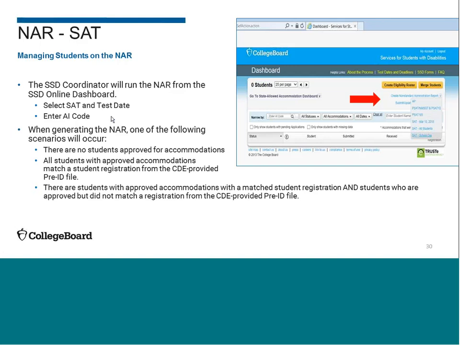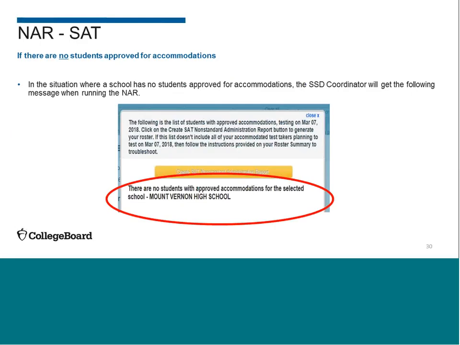So there's going to be 3 scenarios that you may encounter when you run the NAR. The first is that no students are approved for accommodation. And the second is that all of your students that are approved for accommodations matched the students that were pre-ID'd by CDE. And then finally, there's a combination. Students that matched pre-ID information, as well as some students that have approvals, but that we couldn't match to a registration. So let's look at what that looks like.